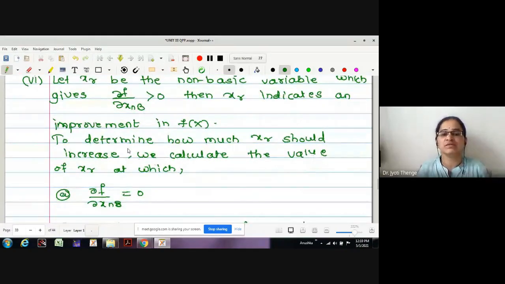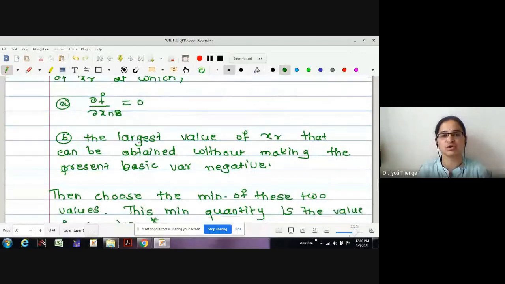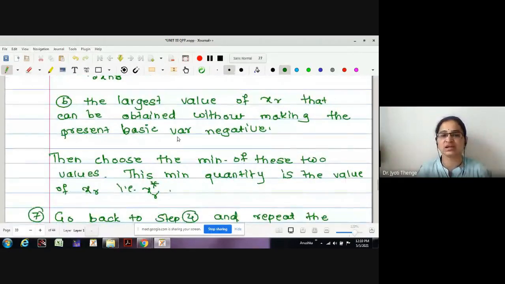Then we will find the value of x_r with two points: ∂f/∂x_NB equal to 0, and the largest value of x_r that can be obtained without making the present basic variables negative. We will call this value x_r star, and then repeat. Go to step number 4 and repeat.